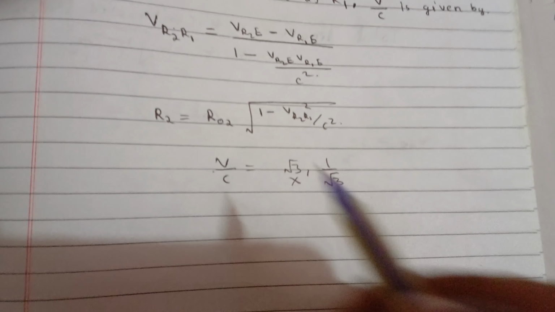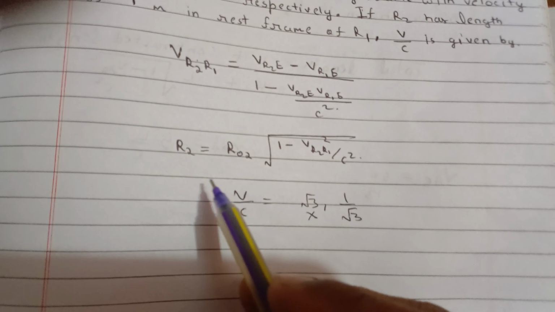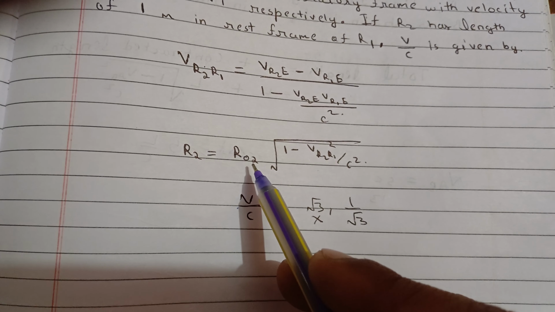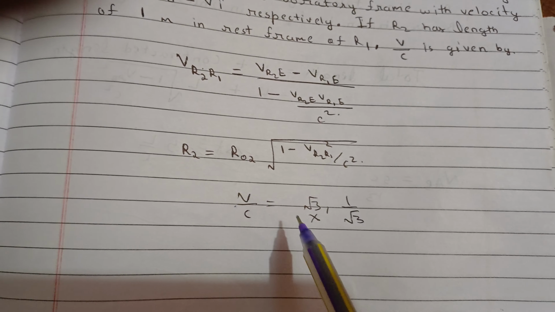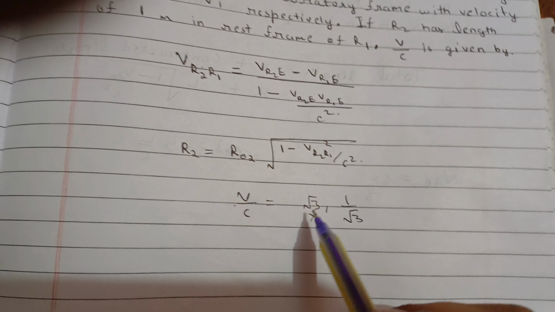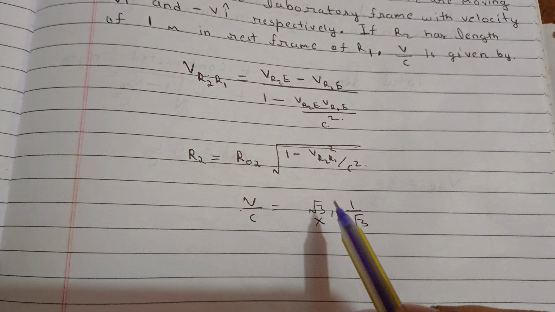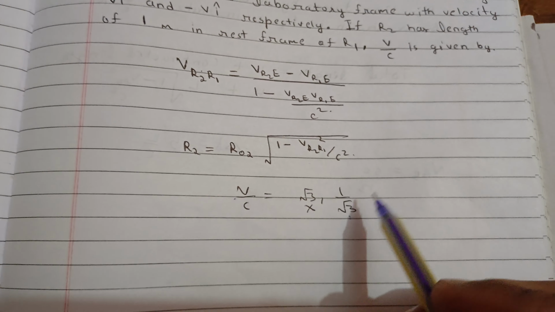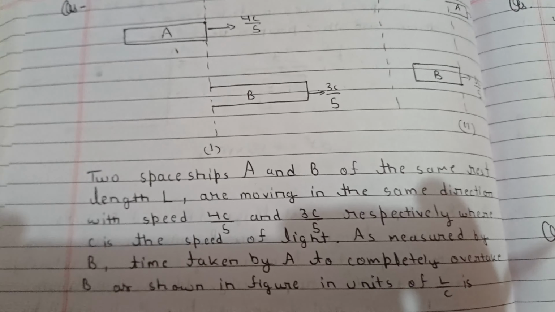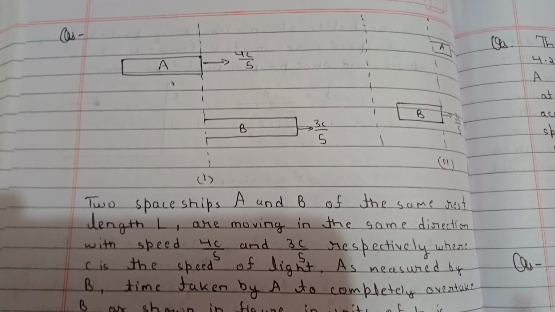Then just using this formula, where L is 1 and original length is 2, you just find the v by c from here. There will be two values, root 3 and 1 by root 3. Root 3 will not be possible because v can't be greater than c. So this will be the answer, 1 upon root 3. Try to solve this. I am just giving you hints because we have already solved this type of question, a lot of questions. So you can try a little bit and you will be able to solve these questions.